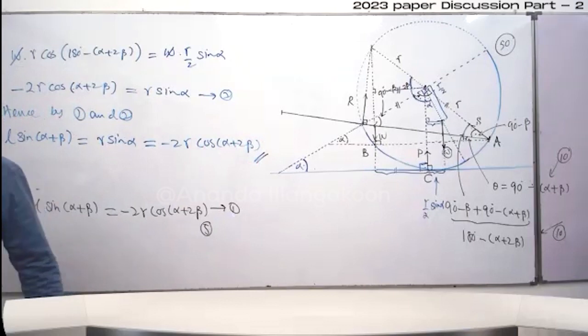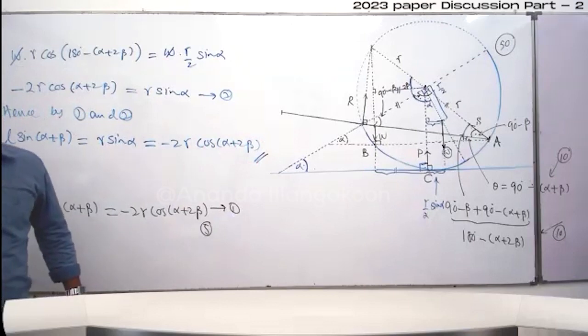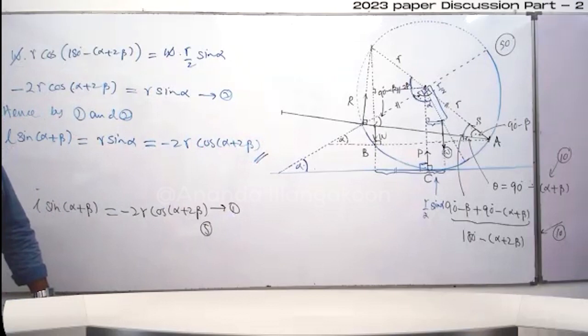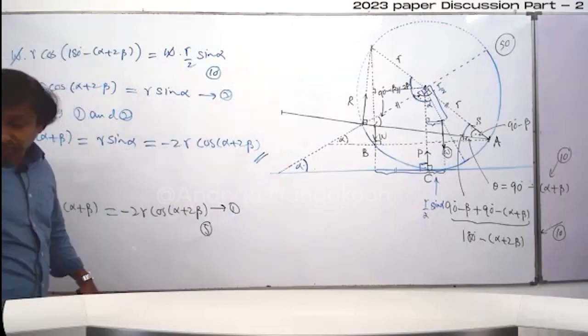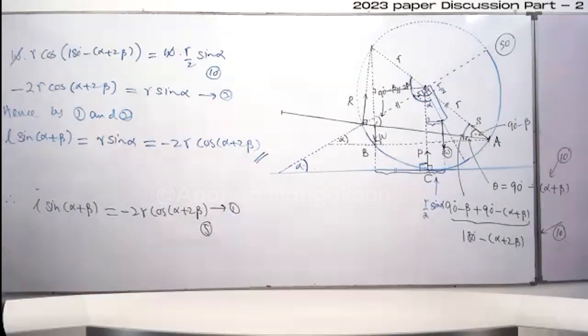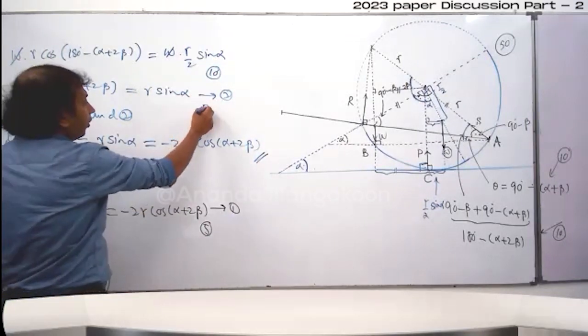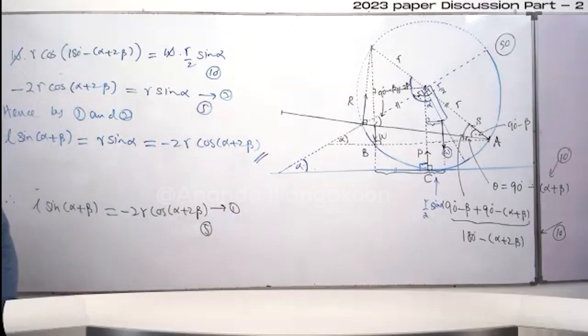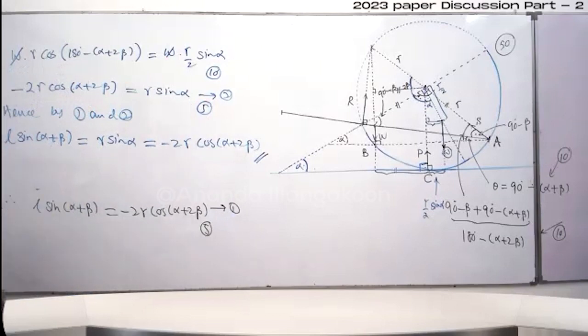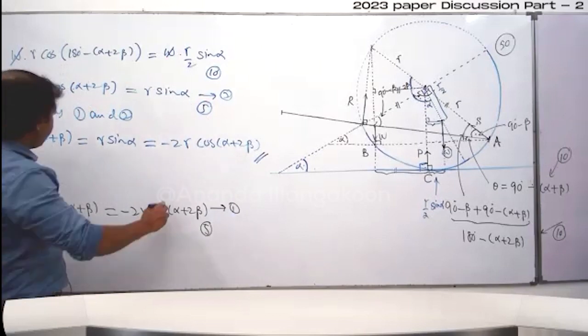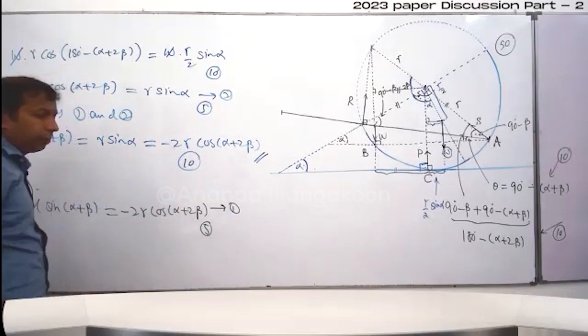Now, the marks come in. For the moment equation, we get 10 marks. And simplifying and getting this second equation, another 5 marks come in. And equating 1 and 2, getting the last answer this way, another 10 marks.